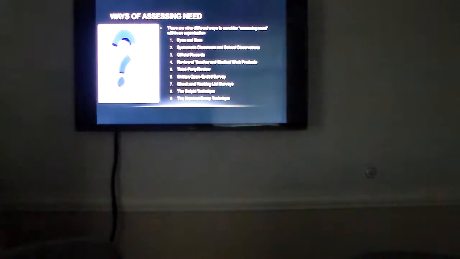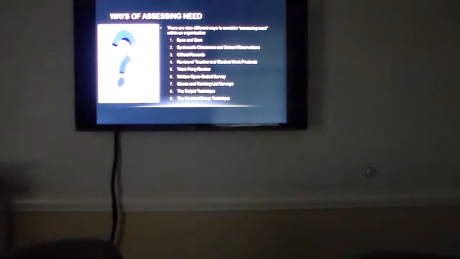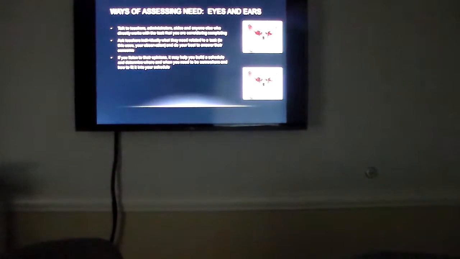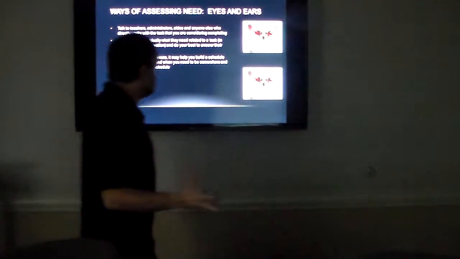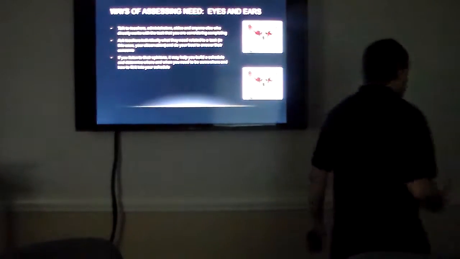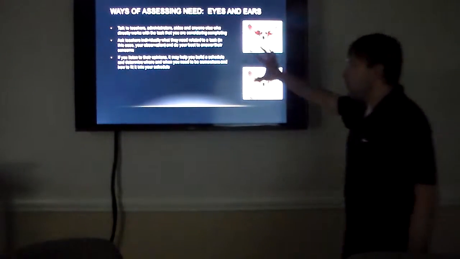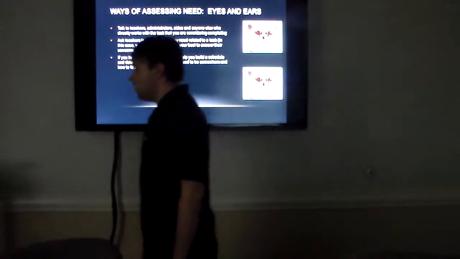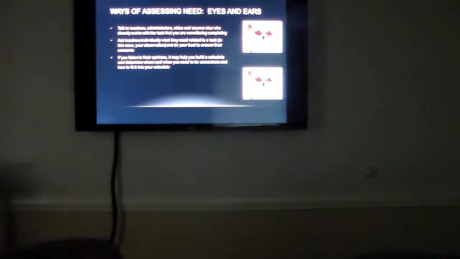So, there are 9 different ways to consider assessing need in an organization. As we normally do, we'll talk about each one. So, eyes and ears. Talk to teachers, administrators, aides, custodians, secretaries, anybody who works with a task. Ask them what they need to complete the task. What can you do to help them? And if they can help you, ask them to help you. If you listen to their opinions, you can find ways to work your schedule in so that you're observing them at certain times, or you're working with them at certain times, and it benefits everybody.